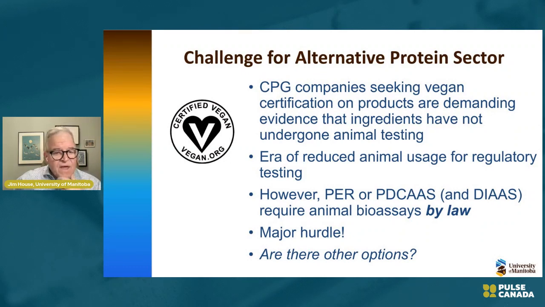So they are reluctantly allowing, but I think we need to recognize that we are in an era of reduced animal usage for regulatory testing. We're seeing it already coming into the US and Canada for cosmetic testing and banning of the use of animals for other regulatory purposes. It won't be long before we see similar pressure being brought to bear to reduce animal usage for protein content claims, because protein is the only nutrient that requires an animal test for substantiating a protein quality or nutrient content claim. It is a major hurdle. So now we need to really ask ourselves, what are the other options?